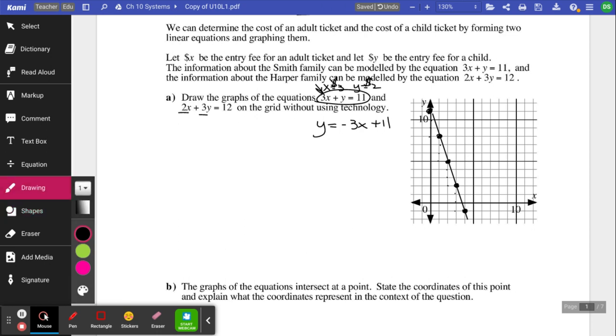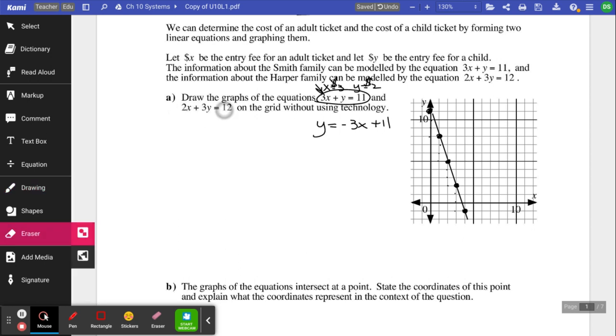Okay, next. Let's rearrange this equation. Y'all with me so far? Am I going too fast? Okay, that's the first one. We just did the first equation. Let's do this one. Let's rearrange this so I can get it to y equals so I can graph it. We've been doing this a lot lately, right, Victor?